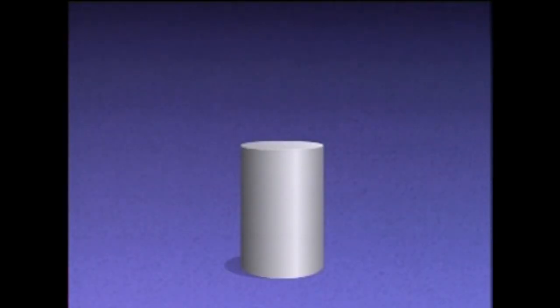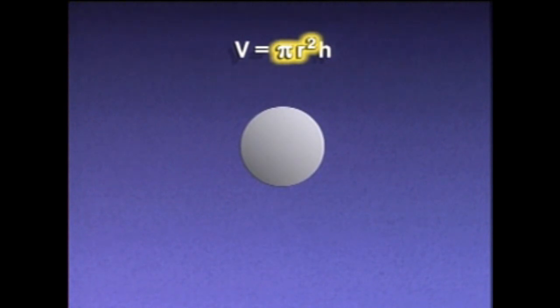To find the volume of a cylindrical tank, we use the formula for the volume of a cylinder. Volume, V, equals pi times the radius, r, squared, times the height, h. You may recognize pi r squared as the formula for the area of a circle. This is used because the base of a cylinder is a circle.